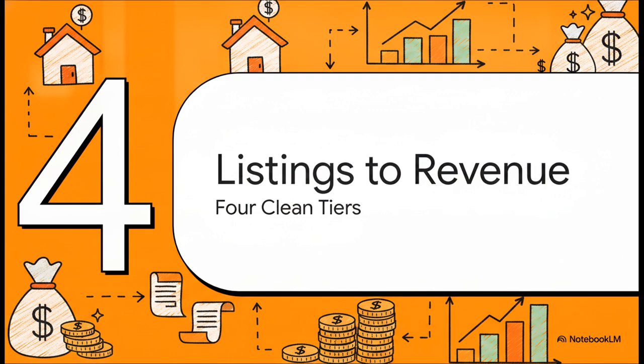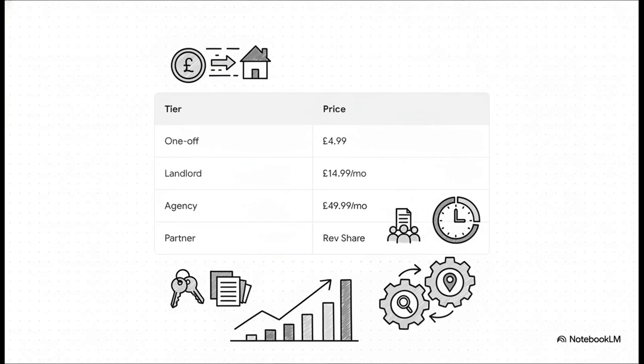Okay, Section 4, turning listings into revenue. We've got 4 clean tiers. We can break this revenue model down into 4 beautifully clean tiers. First, the $4.99 pay per listing. No account needed, just instant value. This acts as your rapid acquisition engine.